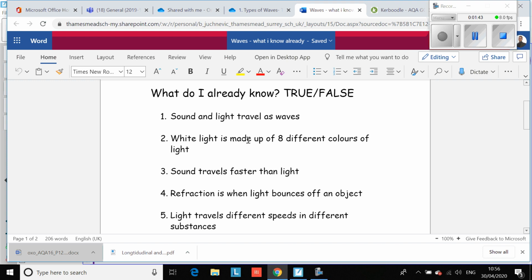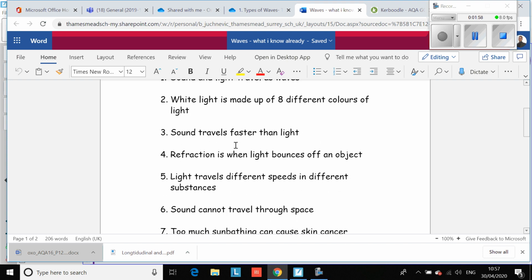So false, technically. Sound travels faster than light. That's false. A simple thunderclap would be a good example of that. We see the flash before we hear the thunder, or fireworks. Refraction is when light bounces off an object. That is false. That is reflection. Refraction is something different, which we're going to look at later on in this topic.